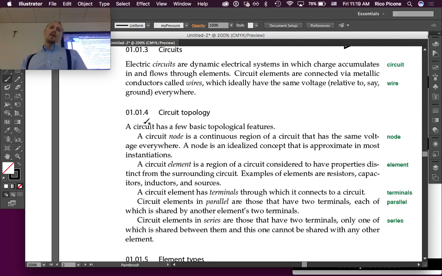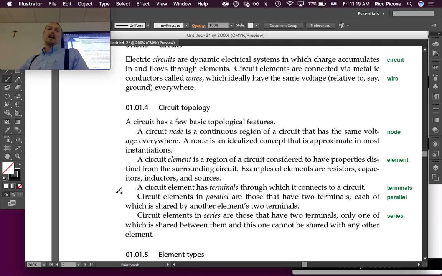A circuit element, so we kind of used this term already, is a region of a circuit considered to have properties distinct from the surrounding circuit. Examples of elements are resistors, capacitors, inductors, and sources. They do different things to the current and the voltage, and we call them elements. We talked about lumped parameter modeling last time, and these are the lumped parameter elements that we model.